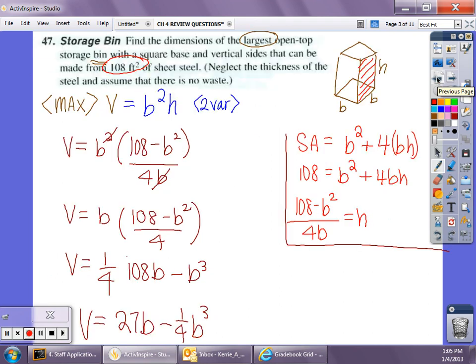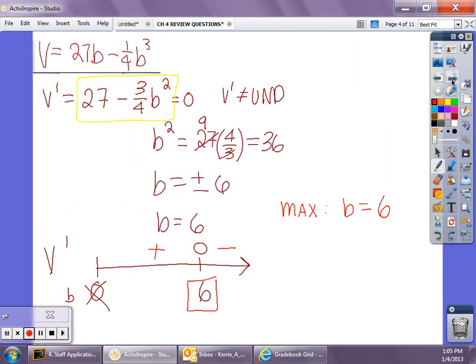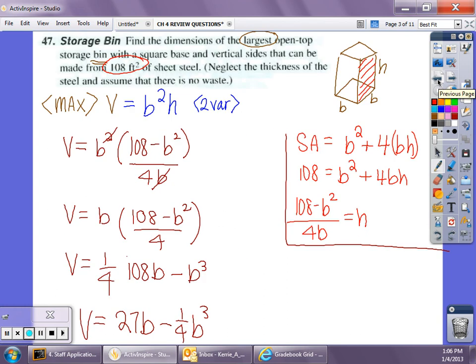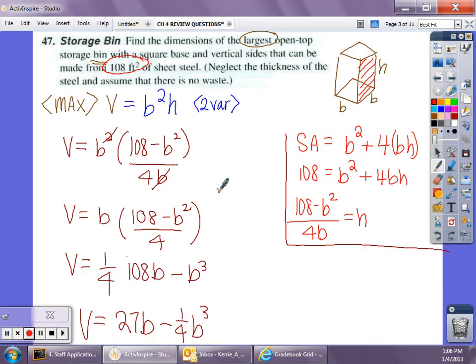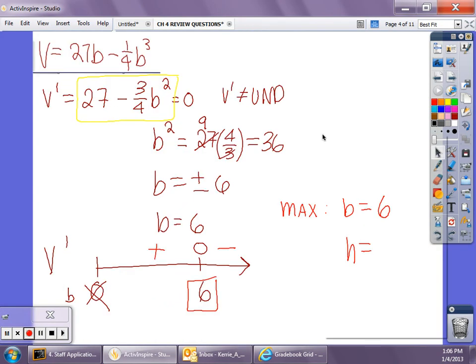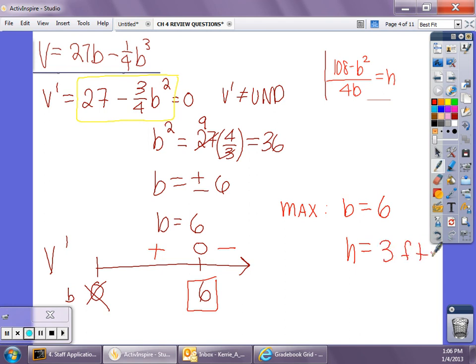Now let me go back. It asked me for the dimensions. So the dimensions would be, if the base is 6, then the height would be, let's go back again and find that the height is this formula here, which I'm going to steal over. Put that there. And so my height would be 108 minus 36 all over 24, which gets me 3. So the base is 6 by 6.